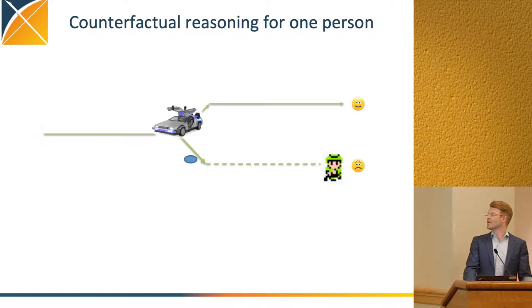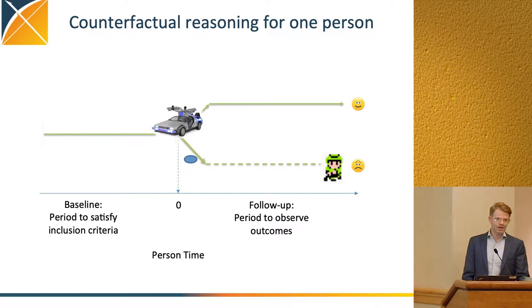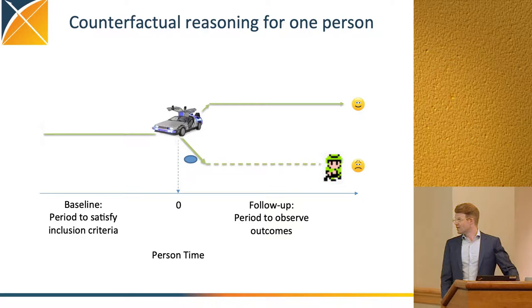We could say for this hockey player named Keanu, taking the red pill makes him happy and taking the blue pill makes him sad. And you can think of all of the time before that decision as a baseline period where you would learn things about Keanu, and then the time after the zero point as the follow-up period where you're actually looking for these outcomes.